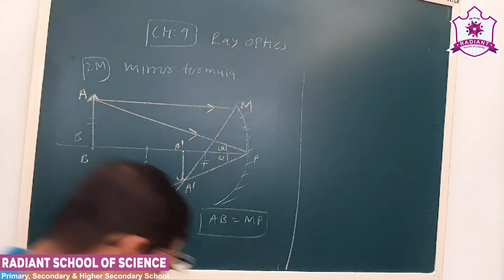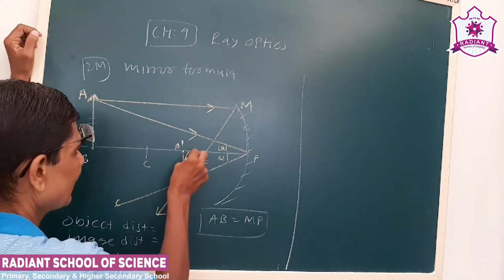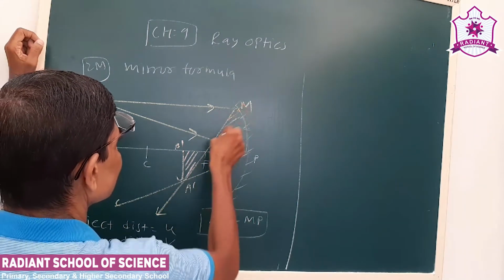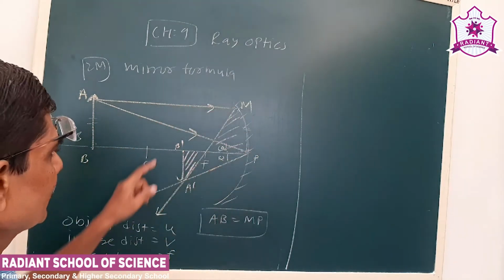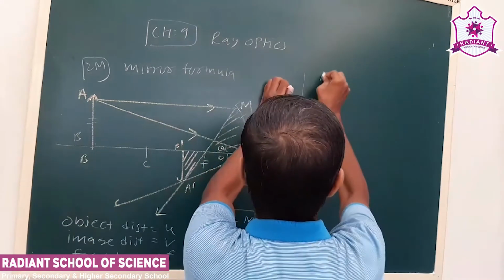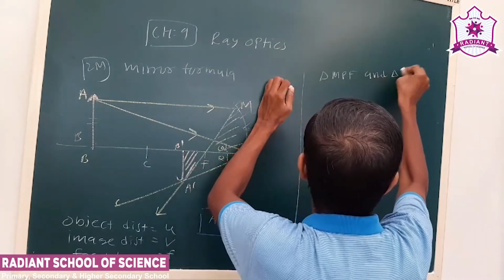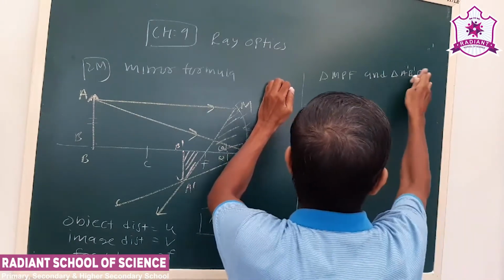Now we prove the mirror formula by taking the property of similar triangles. So I consider this first triangle, MPF and triangle A dash B dash F. Triangle MPF and triangle A dash B dash F are similar triangles.